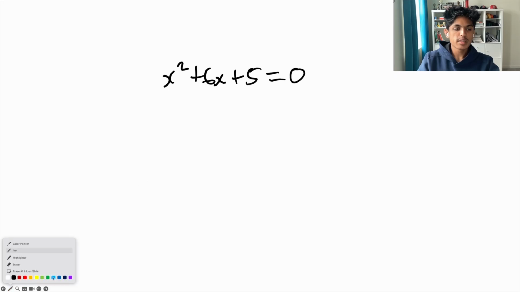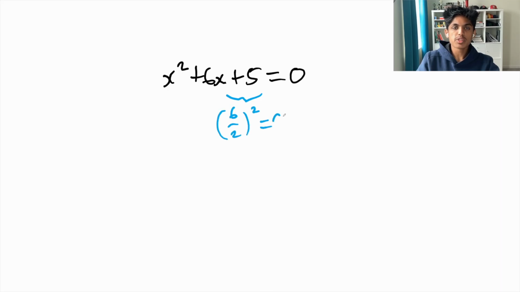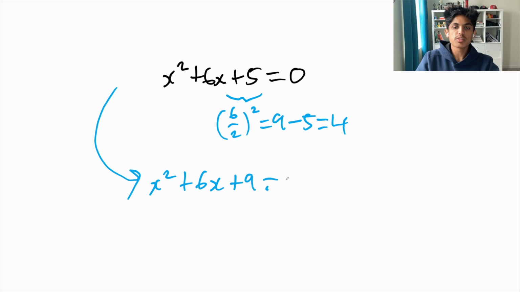Now let's say I have x squared plus 6x plus 5 equals 0. To complete the square on the left-hand side, I'm going to consider this 5. I'm going to try to turn it into 6 divided by 2 squared, which equals 9. But now I'm going to subtract 5 to get 4. So this tells me that I need to add 4 to both sides. So I'll have x squared plus 6x plus 9 is equal to 4, so now I'll have x plus 3 squared is equal to 4.